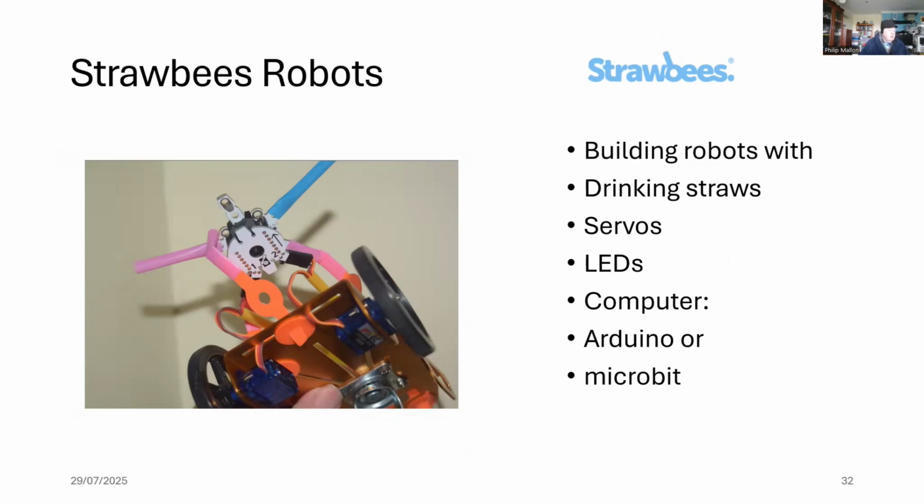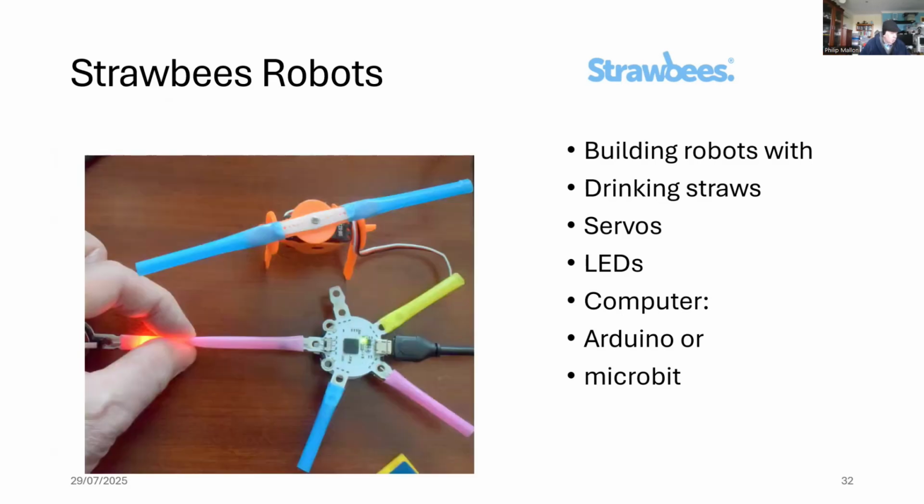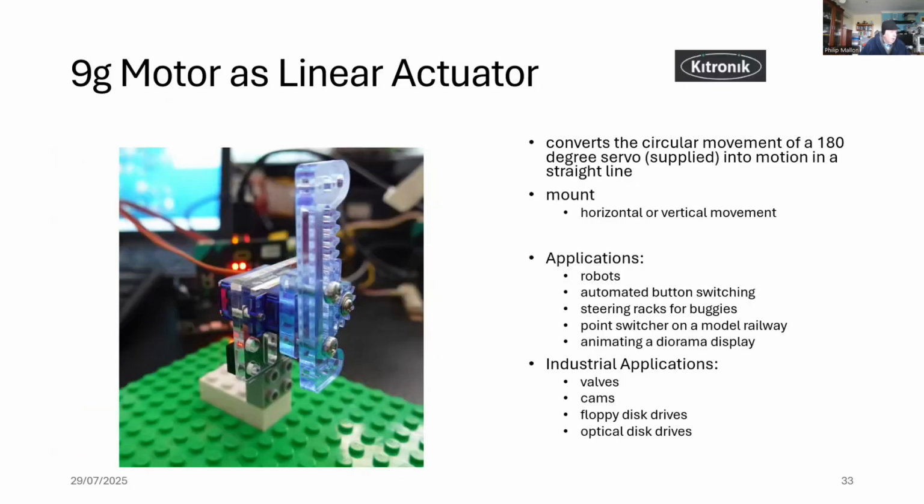And that's used on projects like the strawberry robots. And here we're combining drinking straws with servos, LEDs, and a computer, and we're building a robot that can look like this. Or we can use the servo as a linear actuator, as I have done on this particular project, where we're converting the rotary movement into a linear movement.